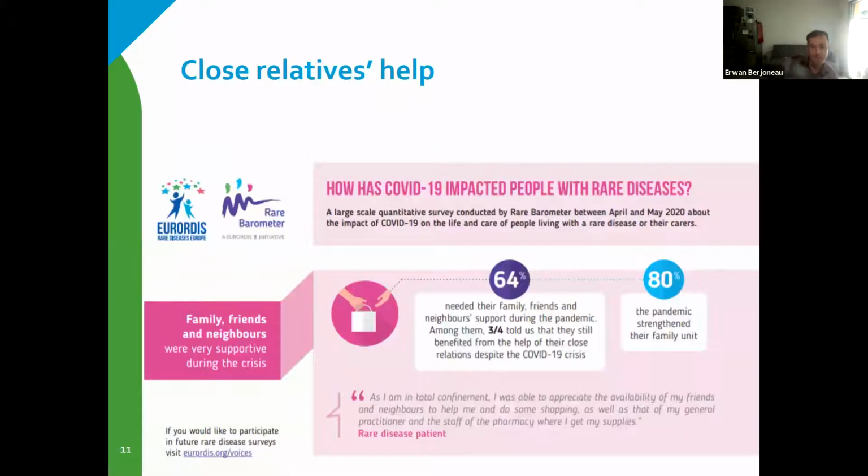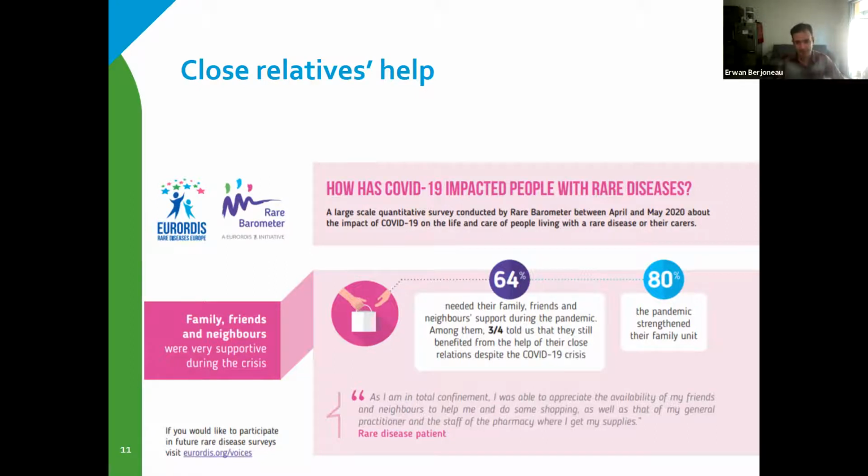And now the last theme. So the last theme was on the very important role that the close relatives got. So it is to say that family, friends, and neighbors were very supportive during the crisis, and that it was a very important part of the patient's help during this first wave.